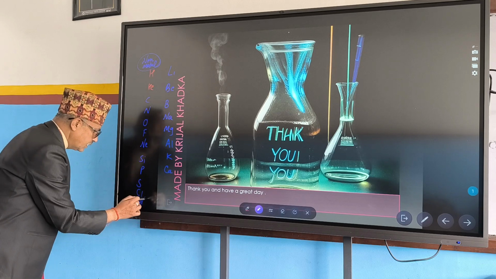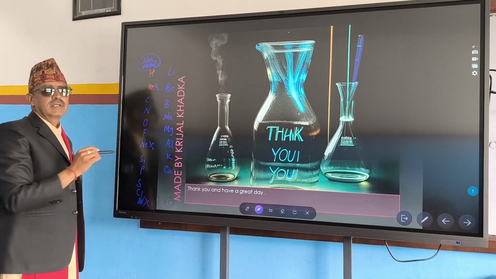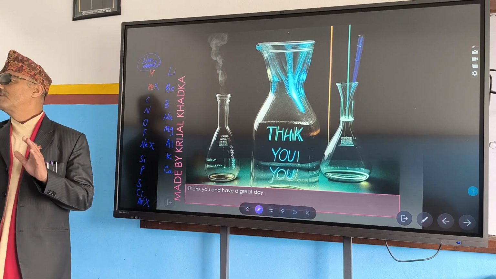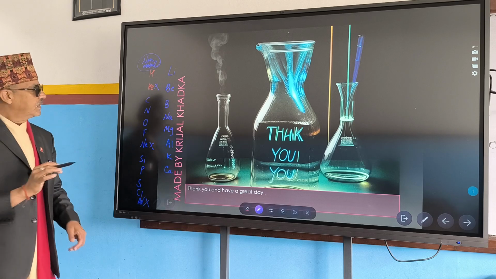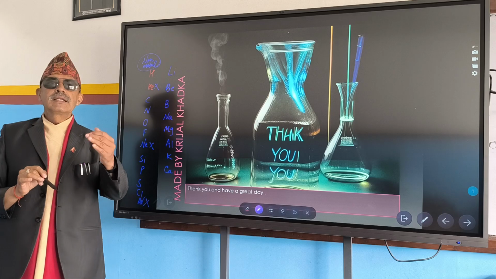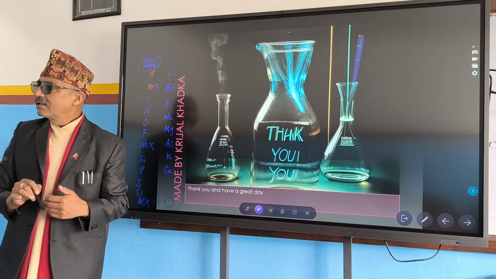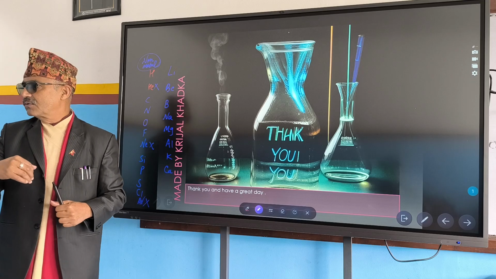And of these, argon, neon and helium are inert. These are passive. They do not take part in chemical reactions. Their valence is zero. Valence is zero means they neither gain electrons, nor donate electrons, nor share electrons.